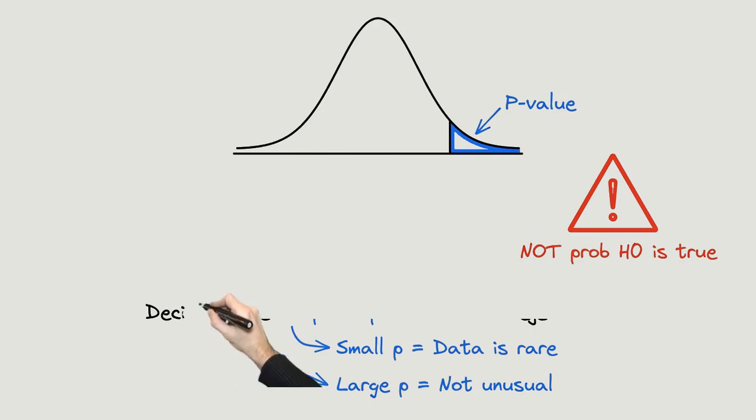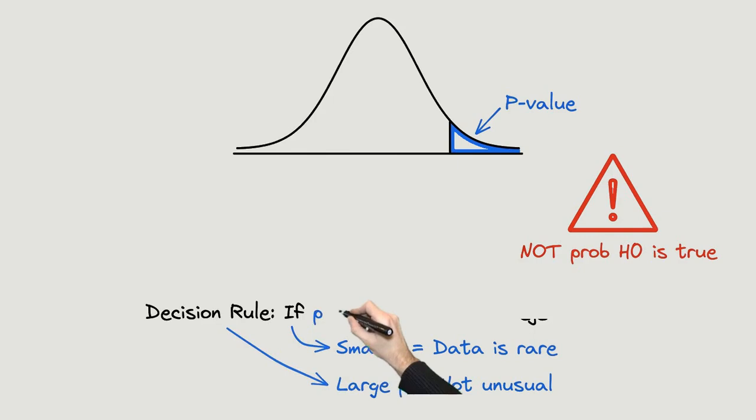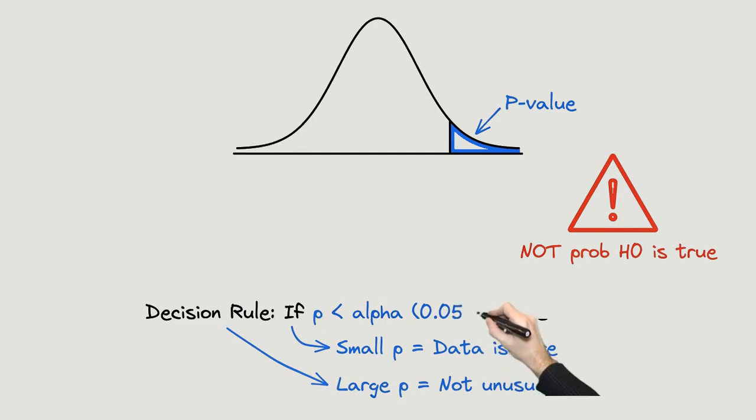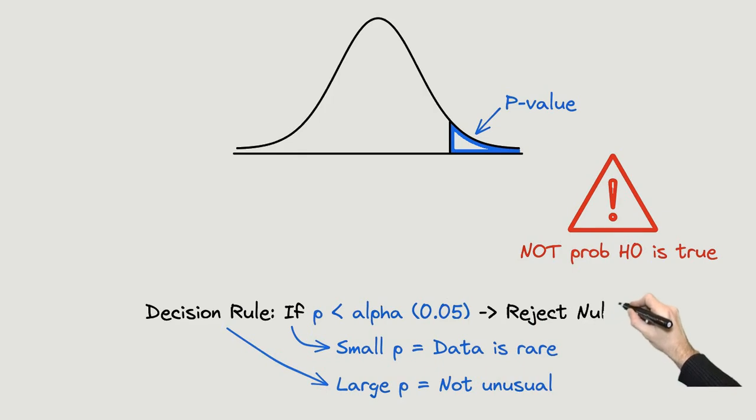To make a decision, we choose a significance level called alpha before analyzing the data. Common choices are 0.05 or 0.01. Alpha is the long-run rate of false positives we are willing to tolerate. The rule is simple. If the p-value is less than alpha, we reject the null. If the p-value is greater than alpha, we fail to reject the null.